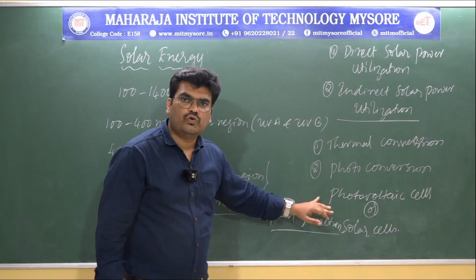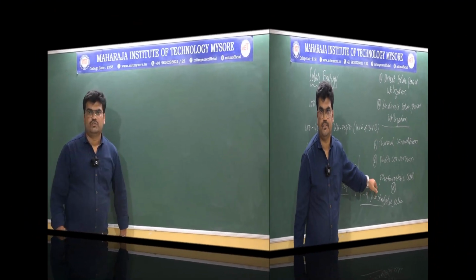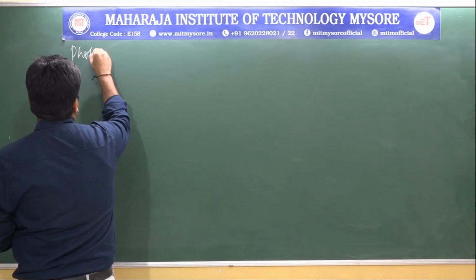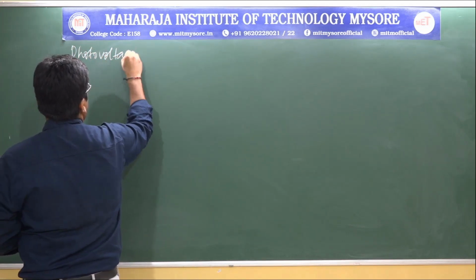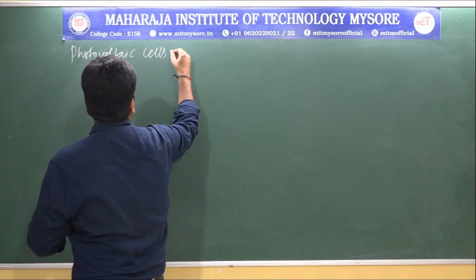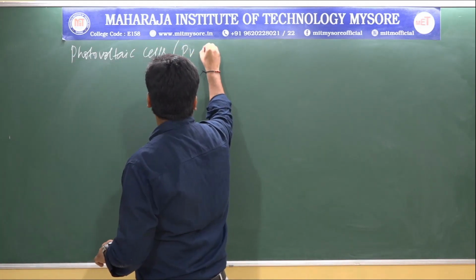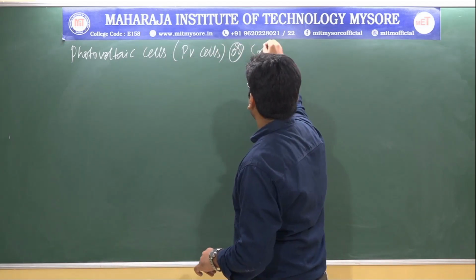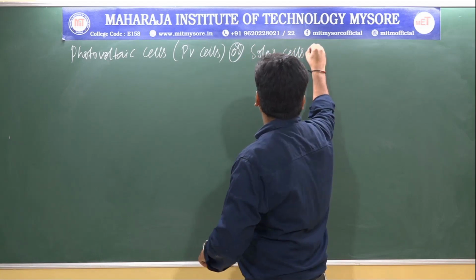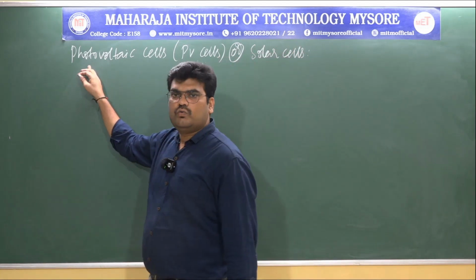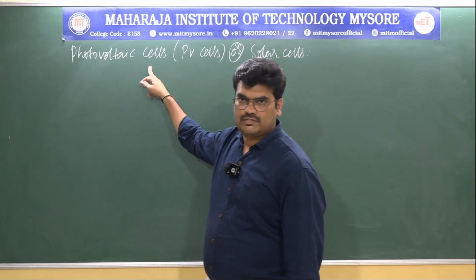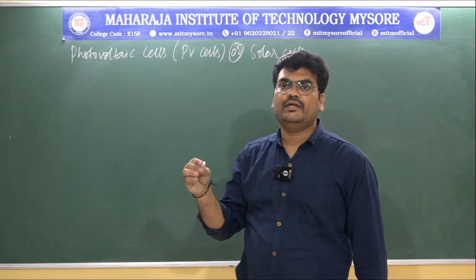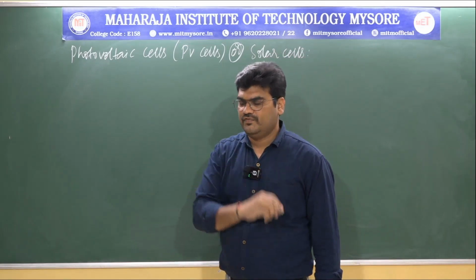of these photovoltaic cells. So now we can take up these photovoltaic cells. In short, they are called PV cells, or solar cells. Remember, I already told the definition: photovoltaic cells or solar cells are semiconductor devices which convert sunlight into direct current electricity. So that is the definition.